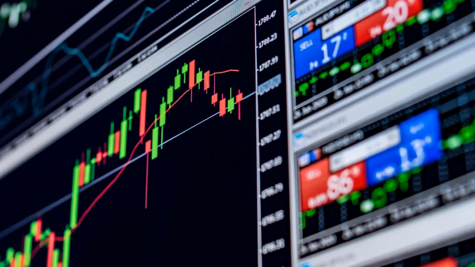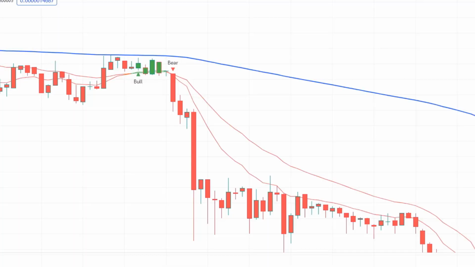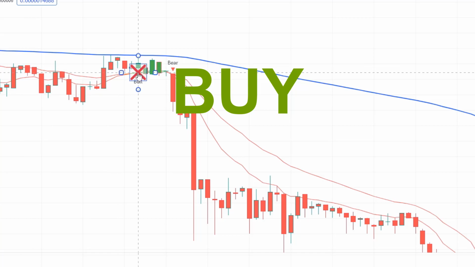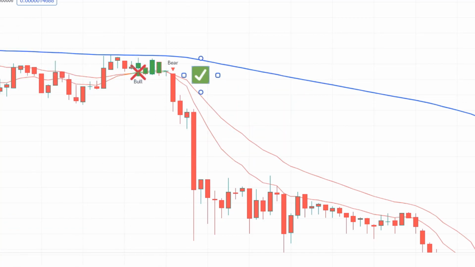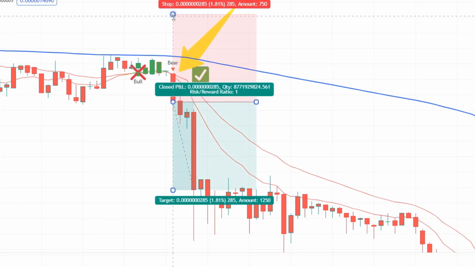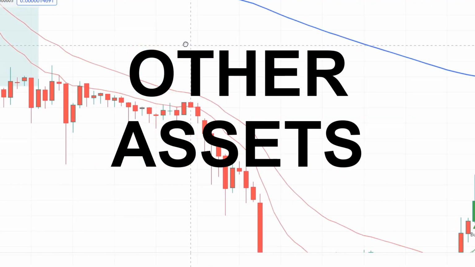Today, I have another trading strategy for you that works based on a TradingView indicator. This indicator provides us with buy and sell signals, and we only have one rule to follow to determine whether to take a buy signal or a sell signal. You will see that it works extremely simply. This can be applied to cryptocurrencies, forex, and other assets.